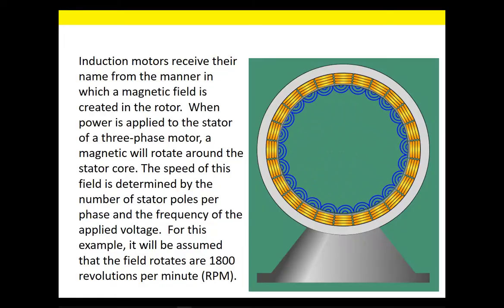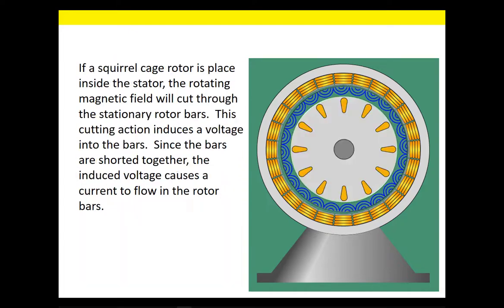Here we have an animated slide of a rotating stator field. The speed at which this is rotating is dependent on the number of stator poles and the frequency of the applied voltage. When we have a squirrel cage rotor placed in the stator field, the rotating magnetic field will cut through the bars shown here. This is one type of a rotor bar. There's a couple different designs we're going to get into later.